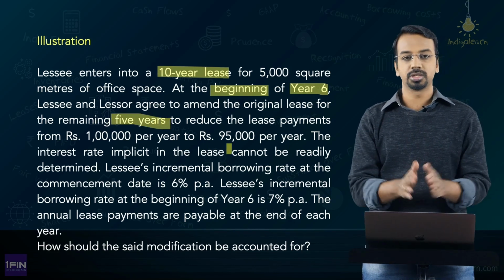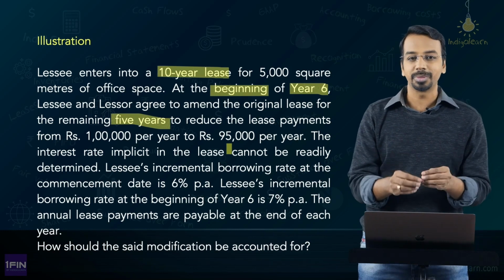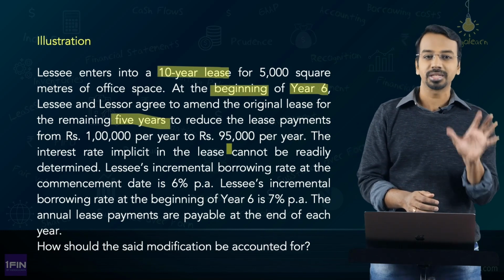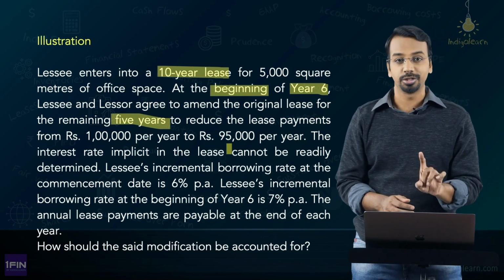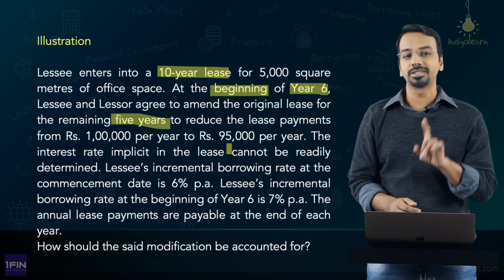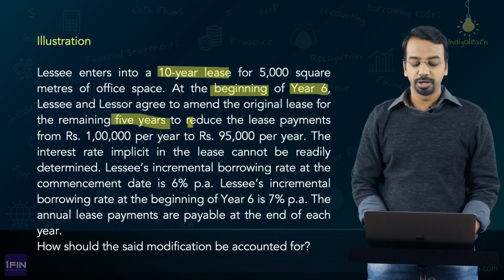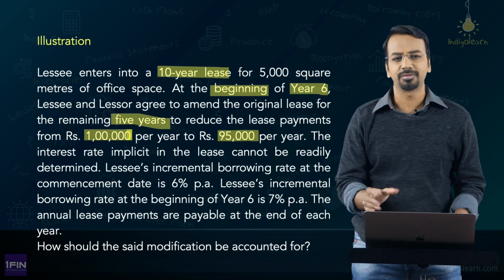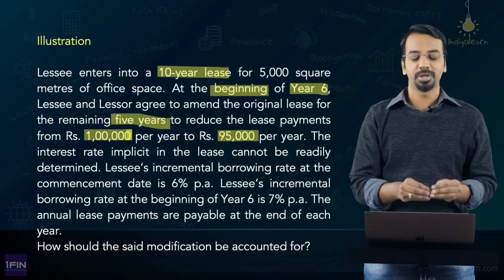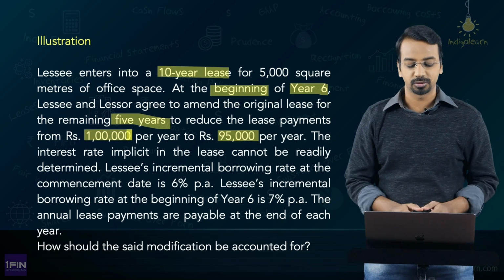So originally the period was 10 years. Now there is an amendment in some terms and conditions for the balance 5 years. The lease term is not reducing. The lease term remains to be 10 years. So what is the amendment? To reduce the lease payments from 1 lakh per year to 95,000 per year. So the lessor and the lessee agreed, for whatever reasons, to reduce the lease payments from 1 lakh per year to 95,000 per year.